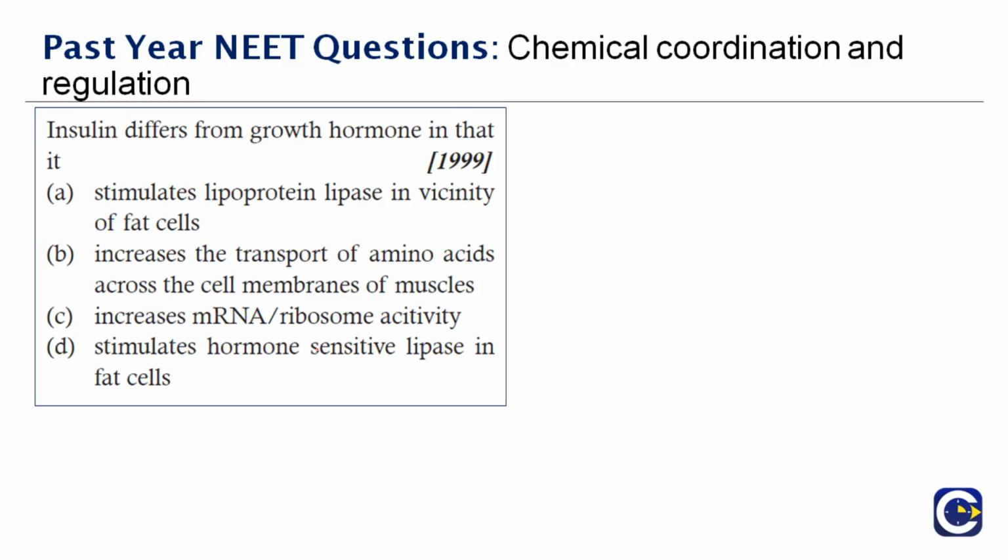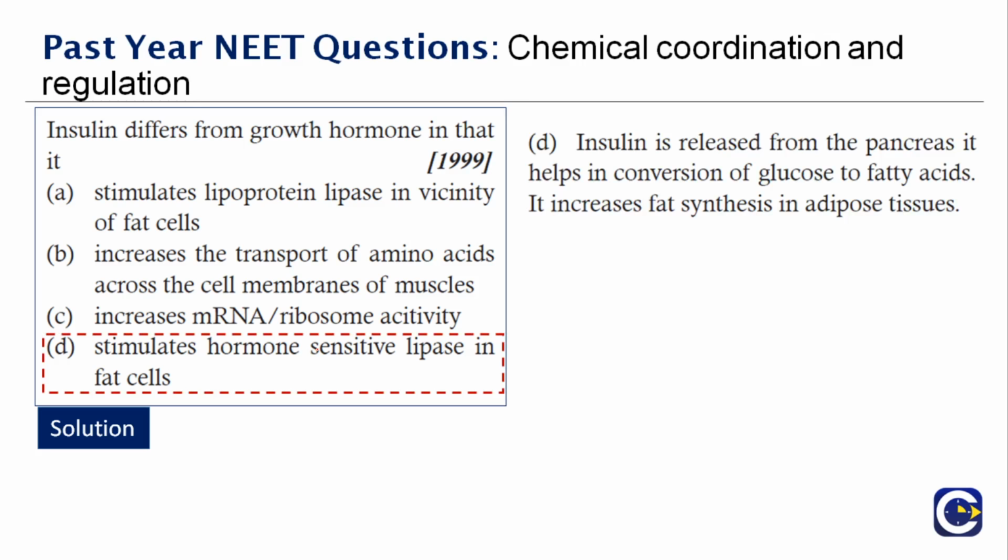Next question. Insulin differs from the growth hormone in that what? So, this question was asked in the year 1999. Analyze the statements here. It stimulates the lipoprotein, no. It increases the transport of amino acid, no. It increases the mRNA or ribosome activity, no. Actually, it stimulates a hormone-sensitive lipase in fat cells. So, insulin is released from the pancreas, as we all know, and it helps in the conversion of the glucose to fatty acid. It increases the fat synthesis in the adipose tissue. Therefore, the right answer is option D.